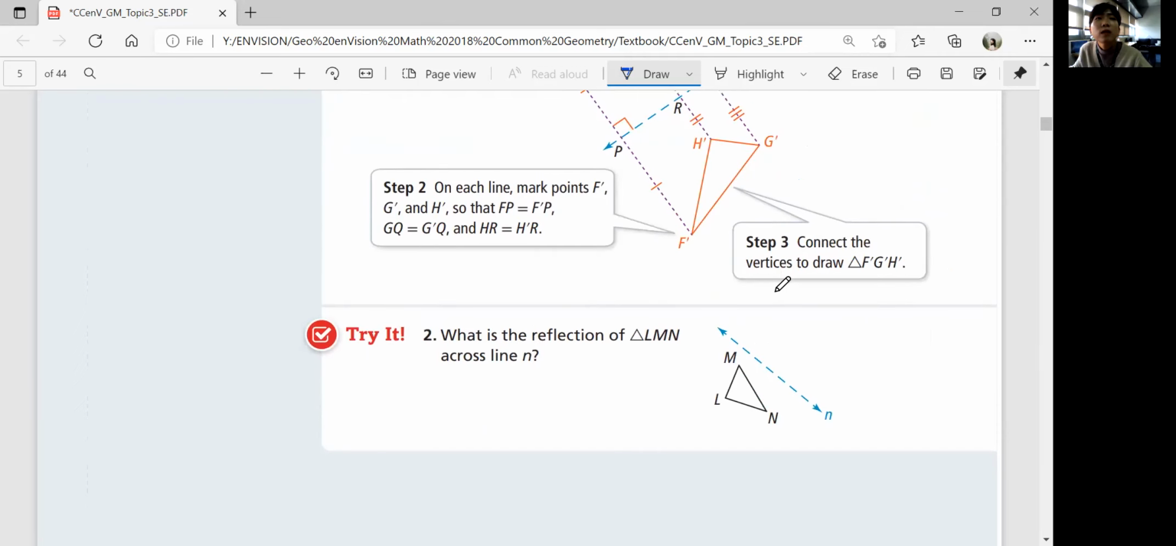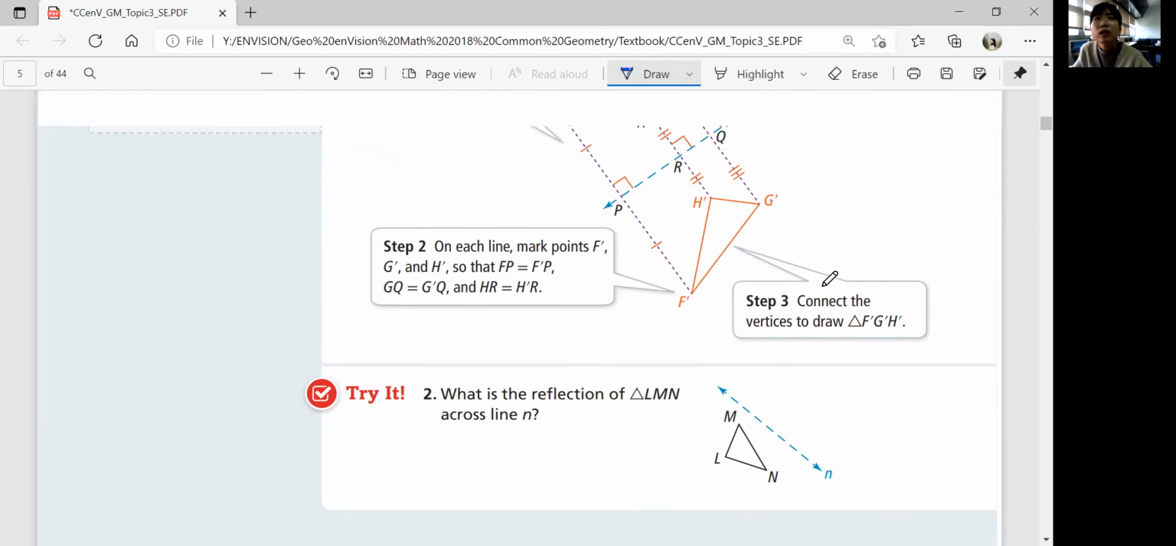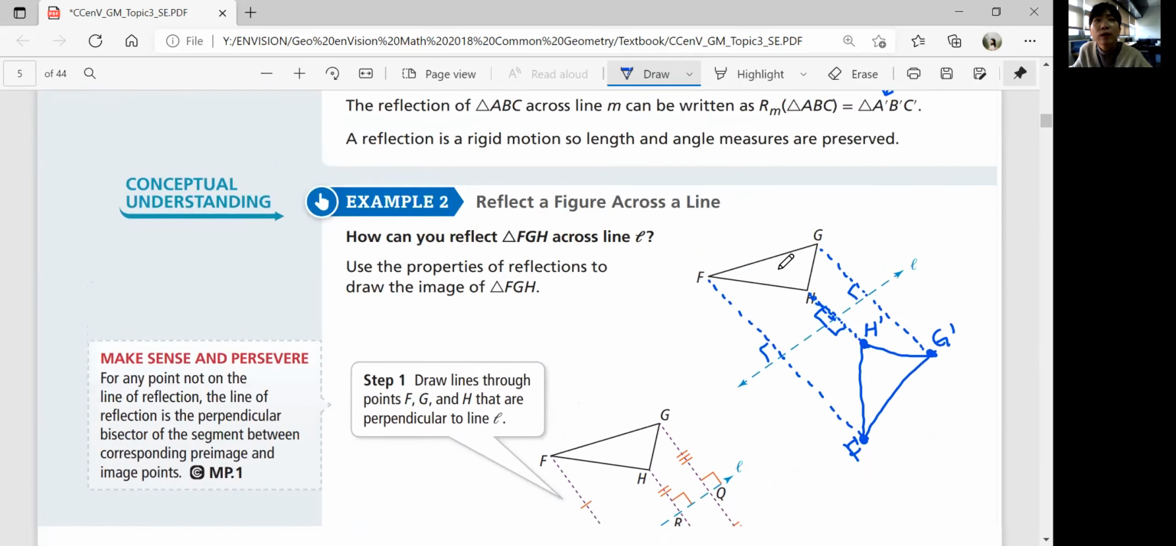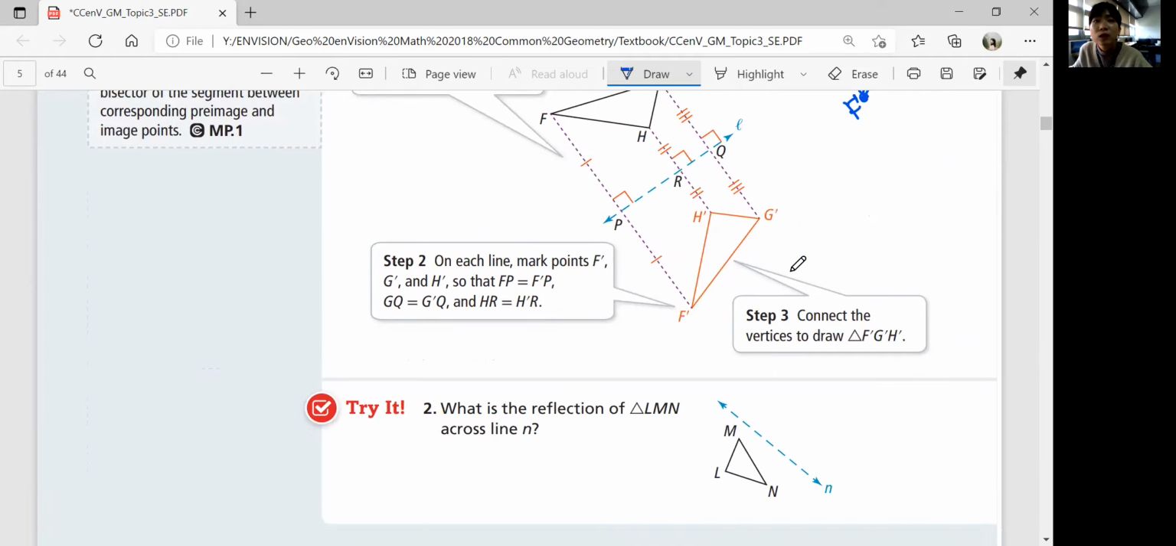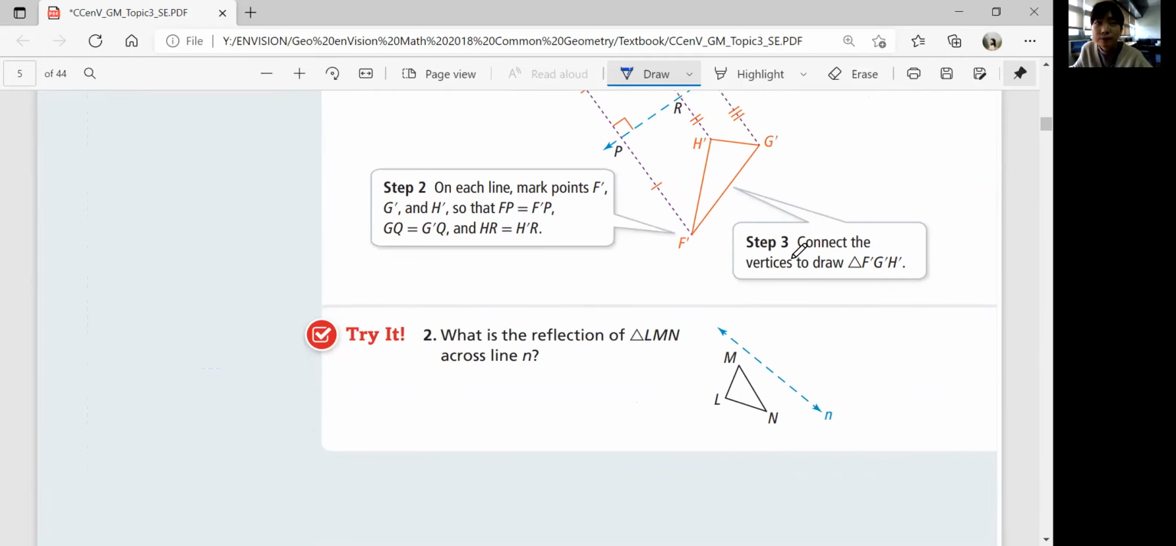Try 2, what's the reflection of triangle LMN across line N? Draw your reflection across line N using the steps we went through in example 2. See if you can get it by yourself. Come back when you're ready. Okay, there. Draw a line perpendicular to line N. Keep going. The same distance away from line N should be your point of reflection.